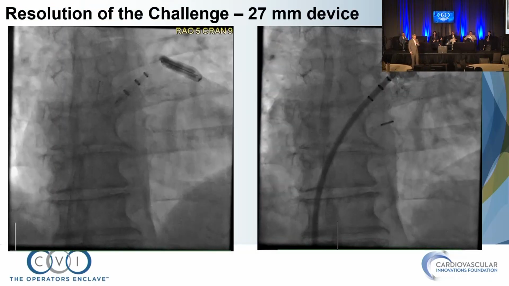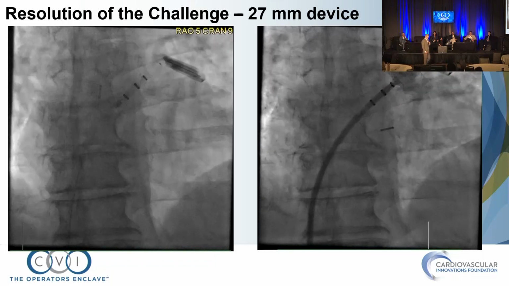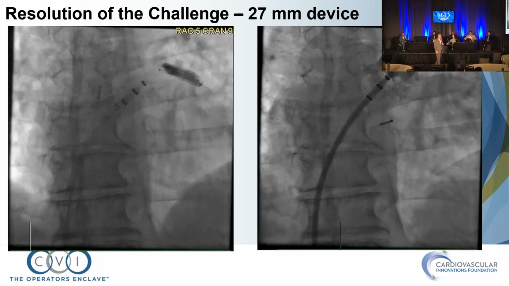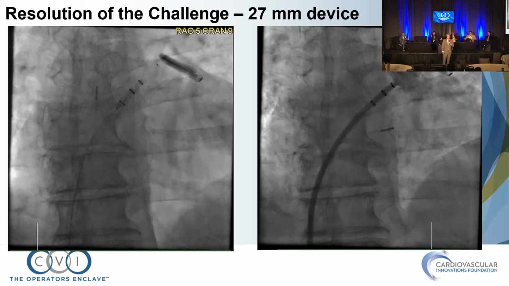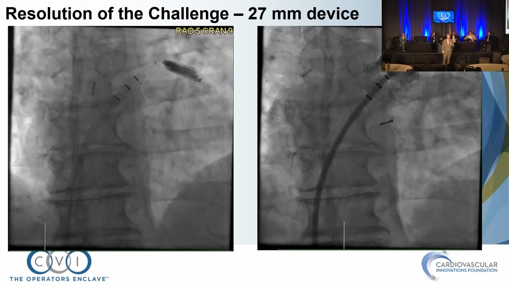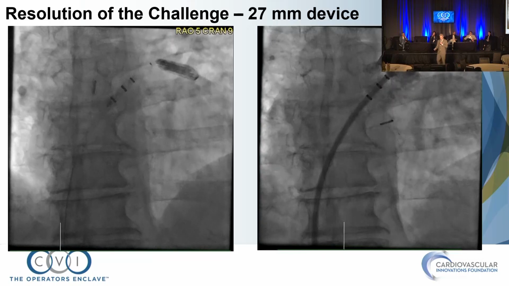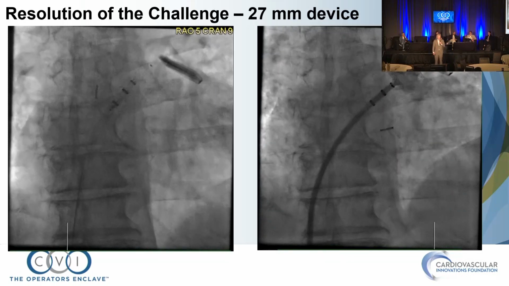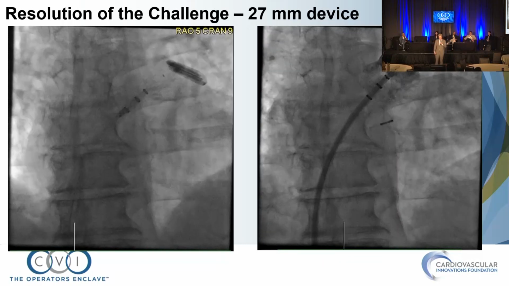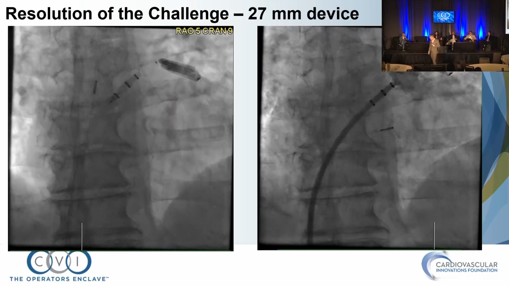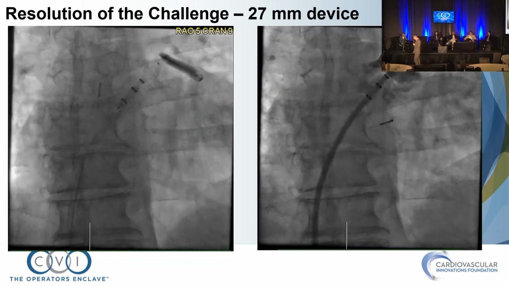We downsized. We went with a 27 millimeter device here. Same sort of thought process. I'm not happy with the tilt of that device. I'm trying to get coaxial with the neck of this, but just not able to really get a coaxial placement for this Watchman device. Call it a day.